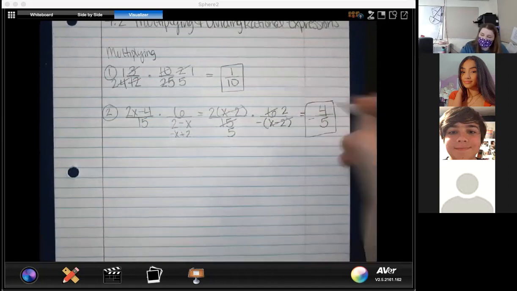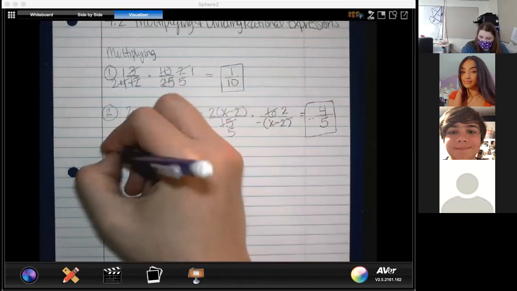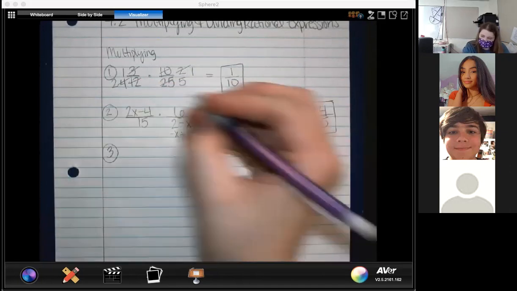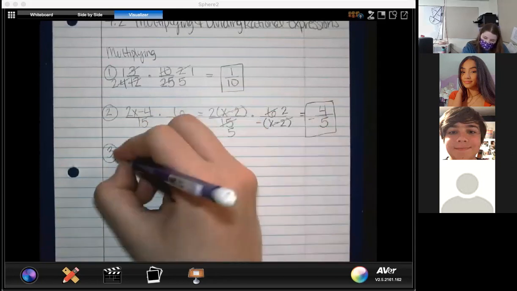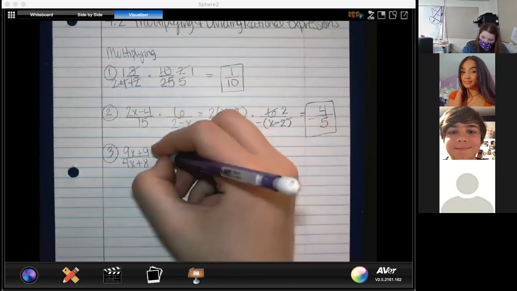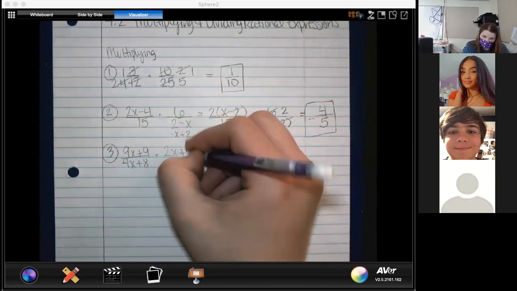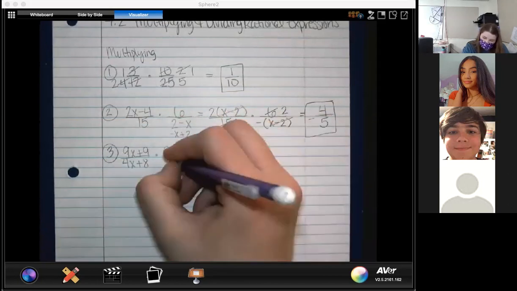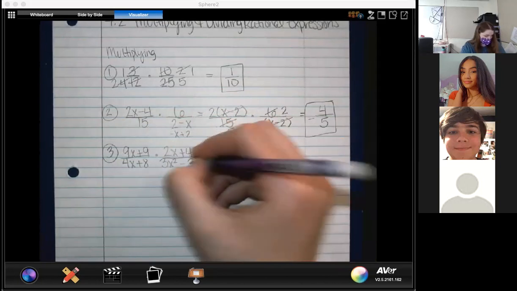Now, not every answer is going to simplify to a nice fraction, okay? Typically, you will have some expressions left in there. We're just working our way towards that. Okay, number 3. 9x plus 9 divided by 4x plus 8 times 2x plus 4 divided by 3x squared minus 3.